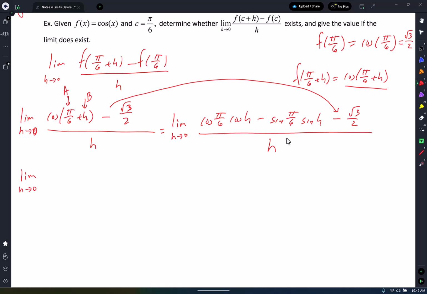What's cosine of pi over 6? Square root of 3 over 2. Cosine h minus, what's sine of pi over 6? 1/2. Sine h minus square root of 3 over 2. All this is over h. So catch up to there.